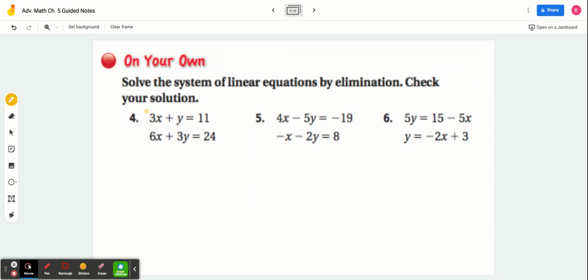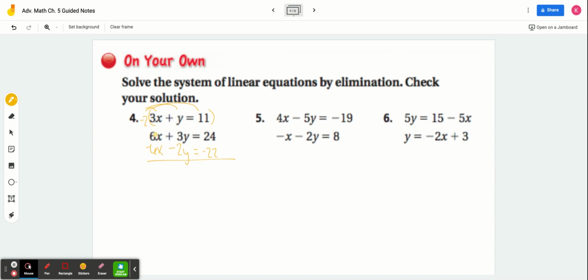So in this one, I know that if I multiply 3x by 2, I'm going to get 6x. But I need it to be a negative 6x. So I'm going to multiply this entire equation by negative 2. This looks just like the previous one where we multiplied by negative 1 to change our sign. Here we're going to multiply everything in the parentheses by negative 2. So negative 2 times 3x is negative 6x. Negative 2 times y is negative 2y. Negative 2 times 11 is negative 22.